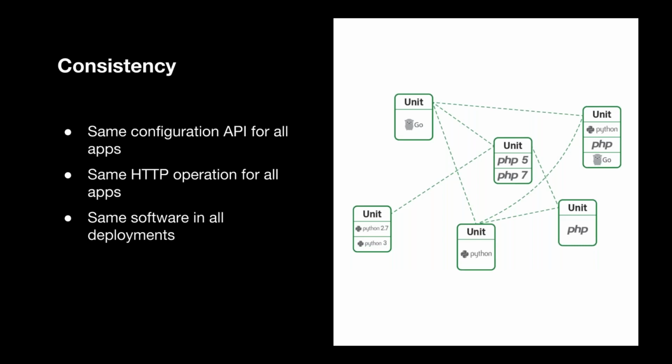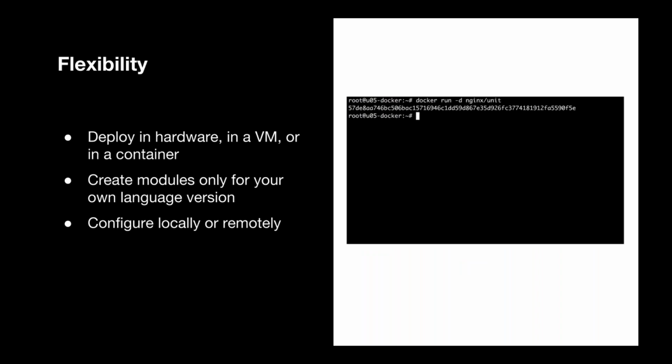The next thing I want to talk about is the use case of consistency between the various operations of Unit, and having that same configuration API and same software in all kinds of deployments is really simplifying the use of the application servers and the use of different applications in the environment. And the third item I want to talk about is flexibility. You can use Unit the same way as NGINX, in a bare metal way, inside of a container, or in a virtual machine in a cloud or in your own network. It's basically up to you on how you deploy that.